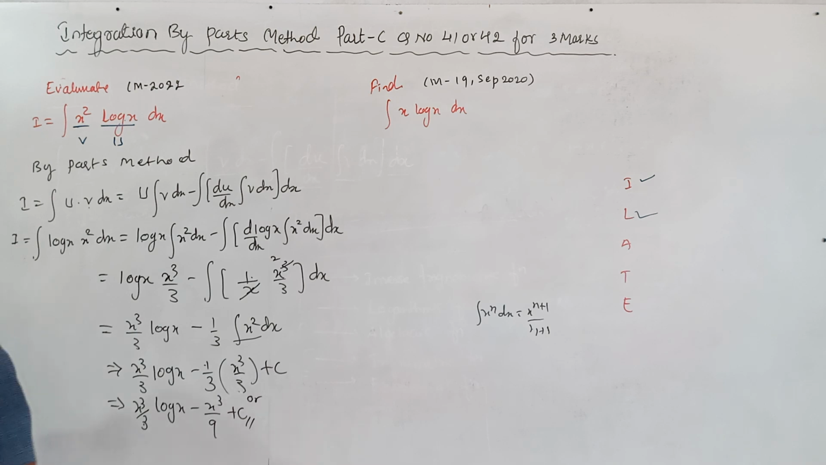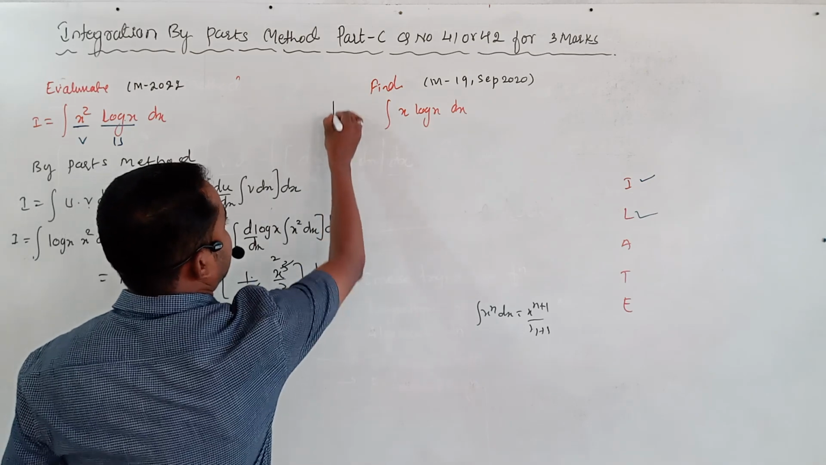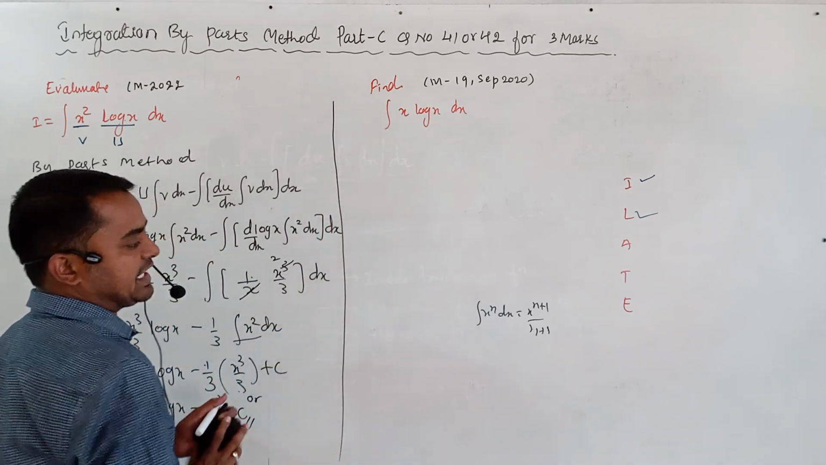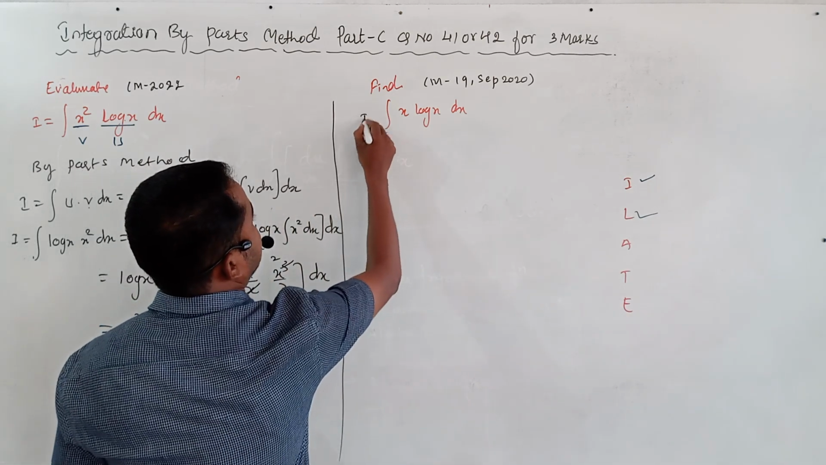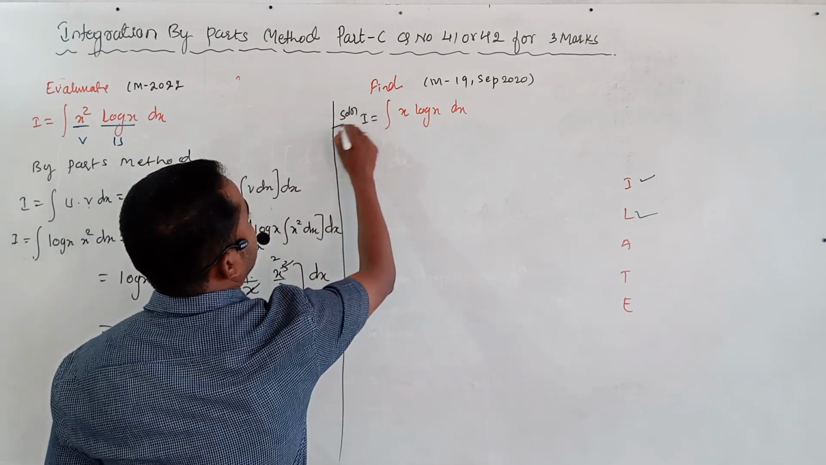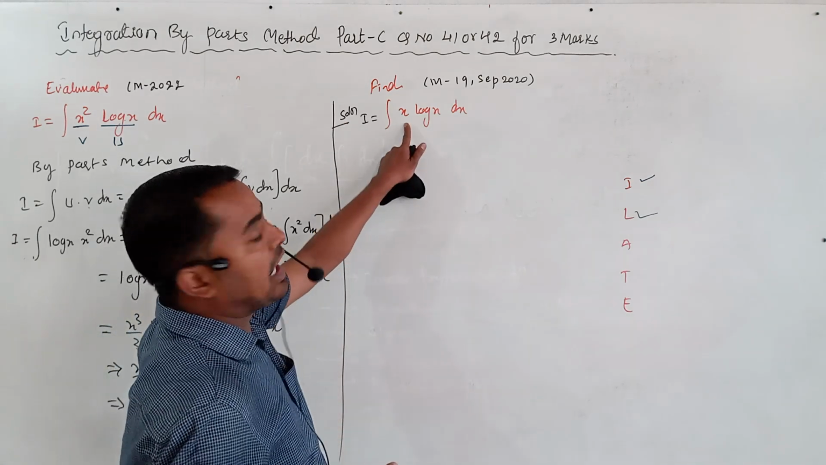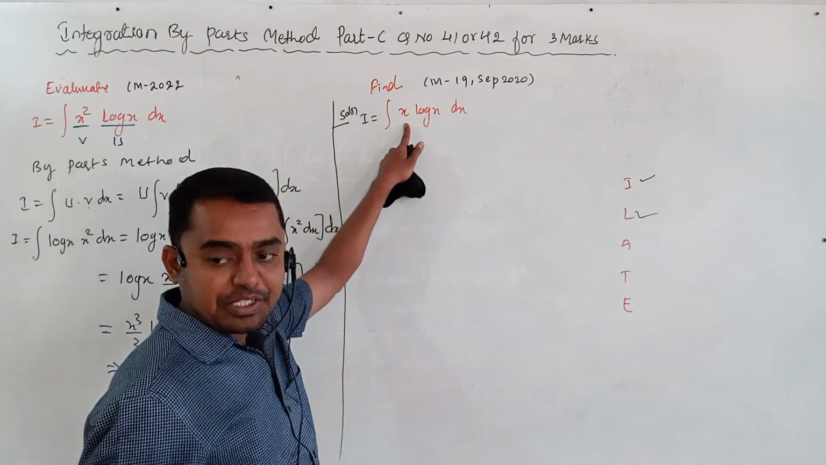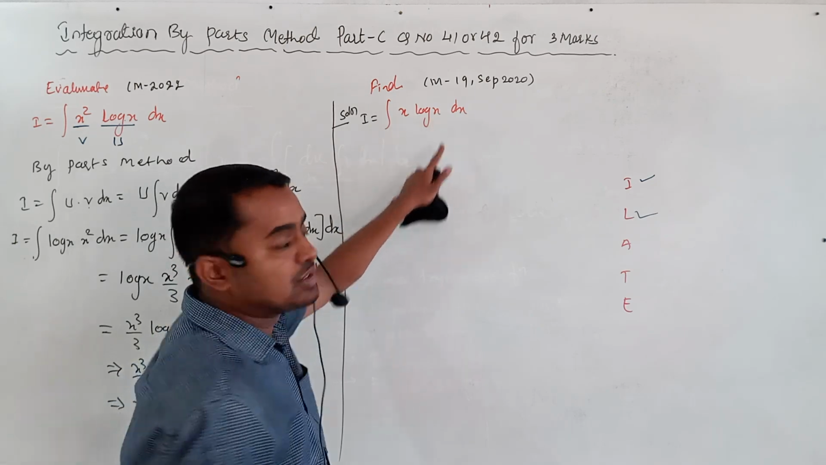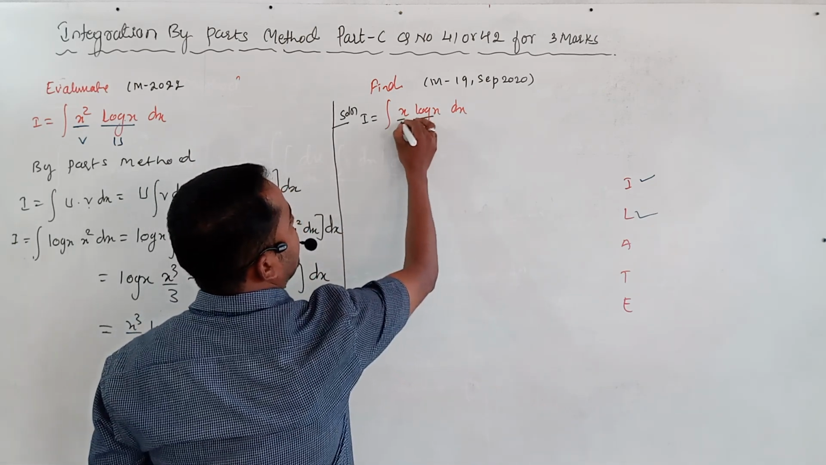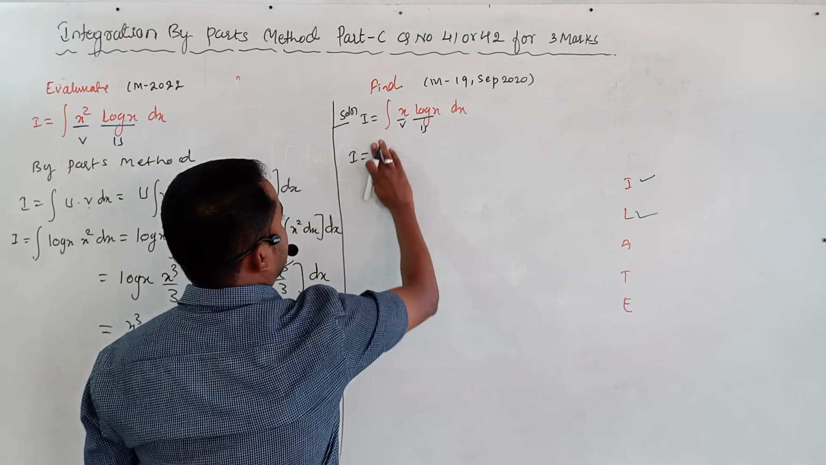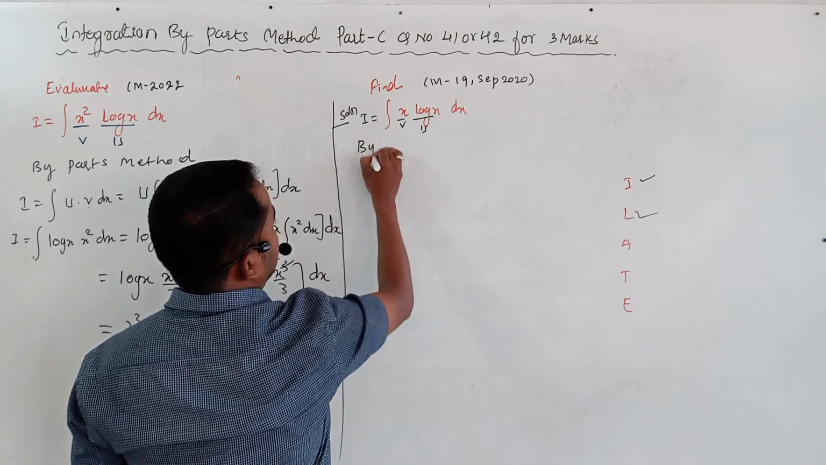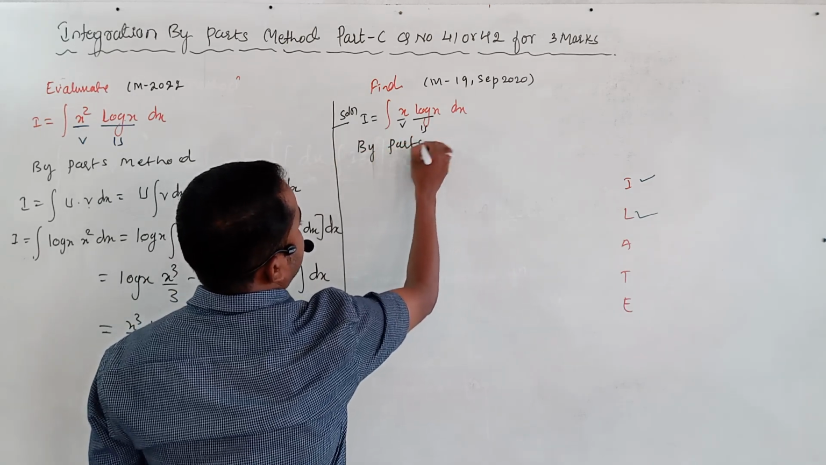Next one, second problem. See here again we have to decide the first function and second function. This is I is equal to, write the solution, first step of the solution. Again isolate. See here inverse trigonometry is not there. Go for the next priority, that is log x. Log x is there. So take this one as u and this one as v. Now I is equal to, first I will write the by parts method.